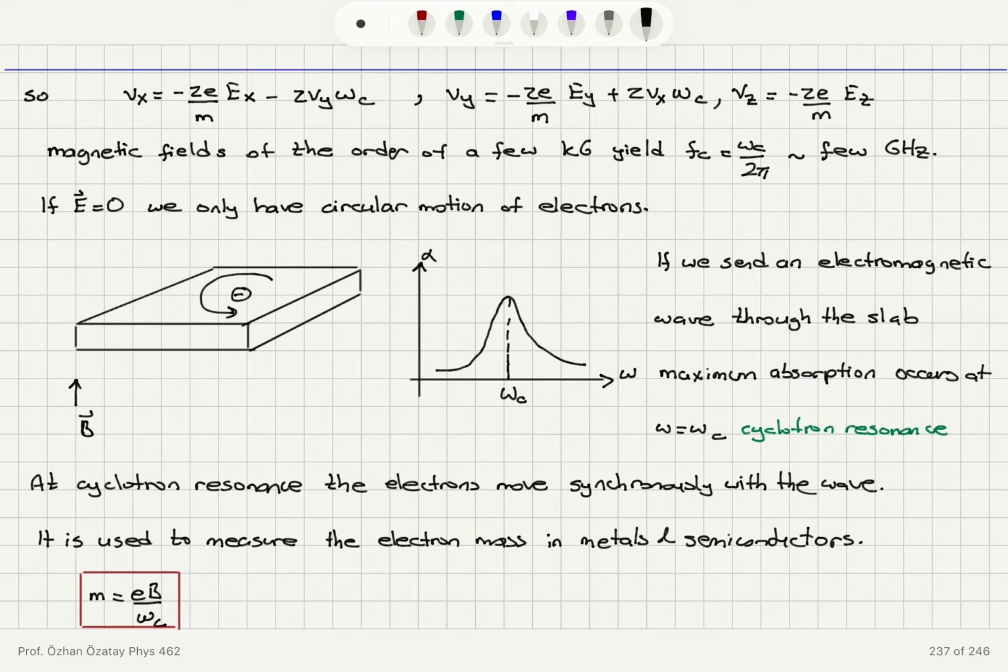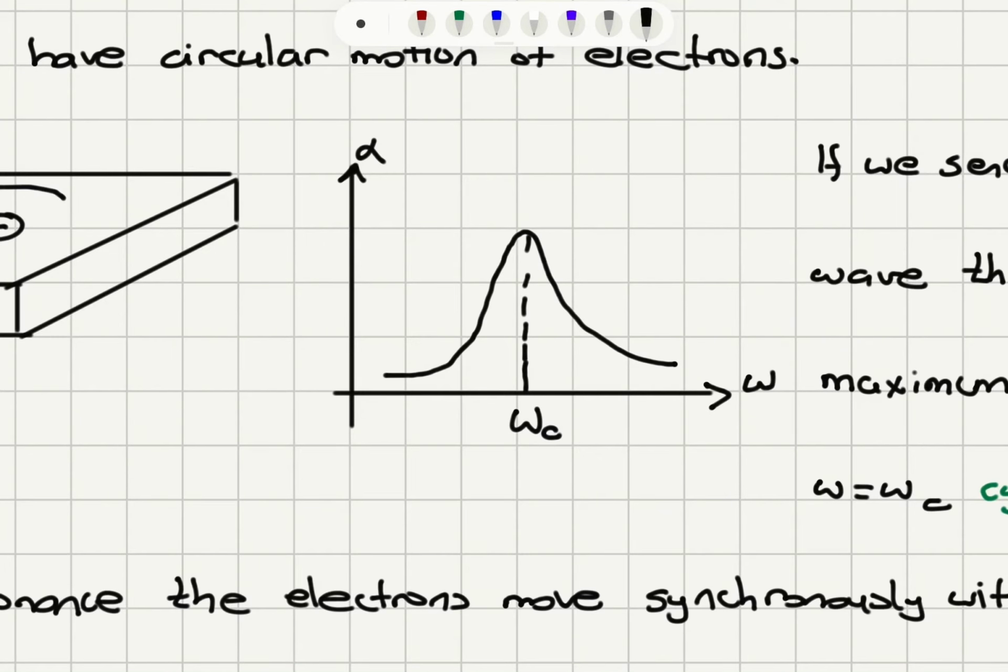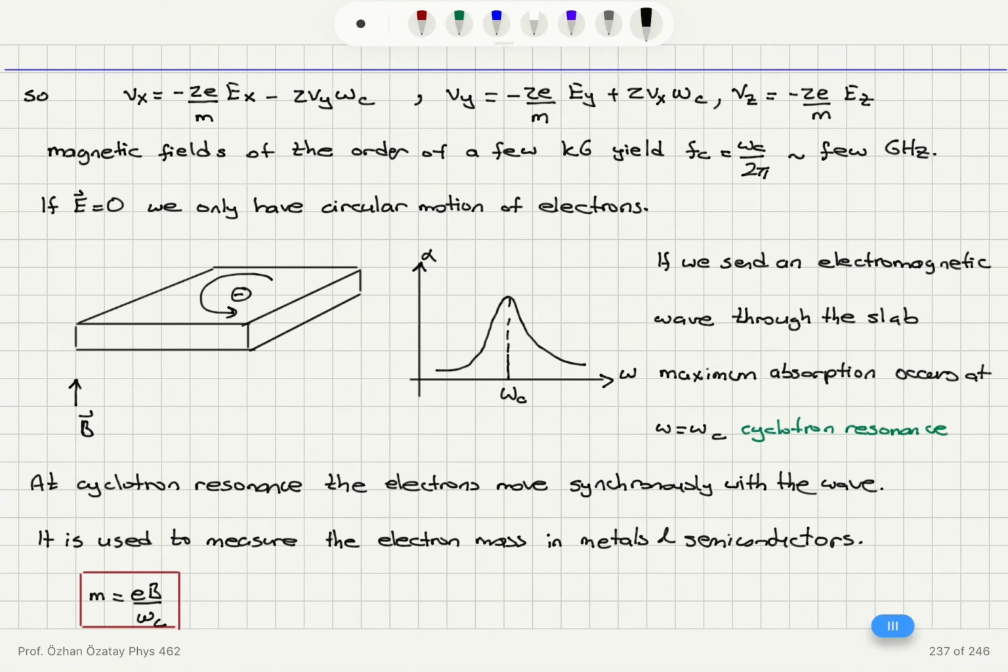If the electric field is 0, that's what happens when we only have circular motion of the electrons. If we send an electromagnetic wave through the slab of metal, the maximum absorption will occur at the cyclotron resonance frequency. You can see here absorption coefficient versus angular frequency, which has a maximum at omega c, because at cyclotron resonance the electrons inside the metal will move synchronously with the wave.